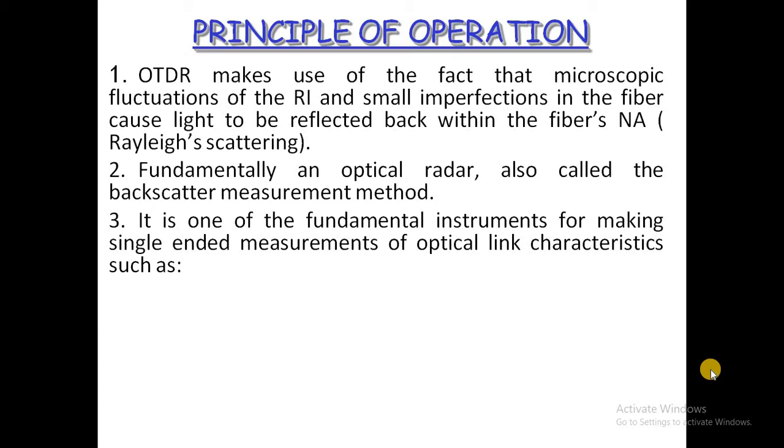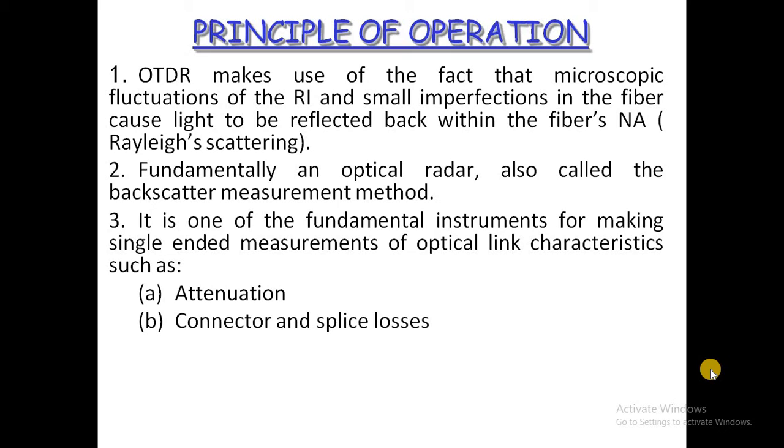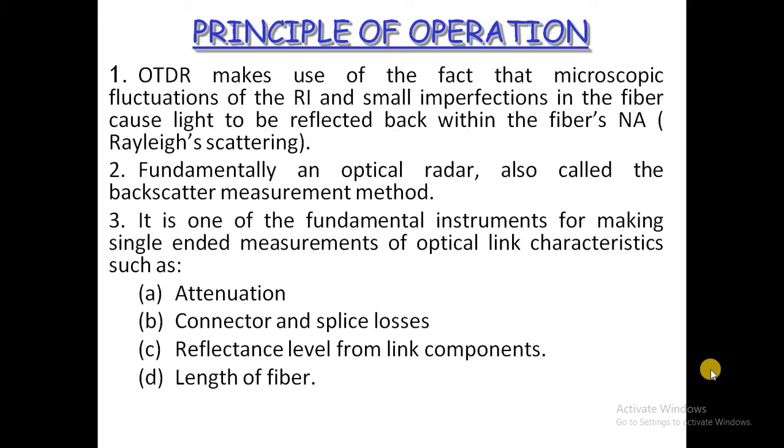It is one of the fundamental instruments for making a single-ended measurement of optical link characteristics such as attenuation. For the measurement of attenuation, we can use it for connector and splice loss. We have seen the difference between connectors and splices, so we have to find out the losses in both the connectors and the splices. Then the reflectance level from the link component: how much reflection can occur at a link component, we find out using this OTDR technique. We also find out the length of the fiber using the OTDR technique.